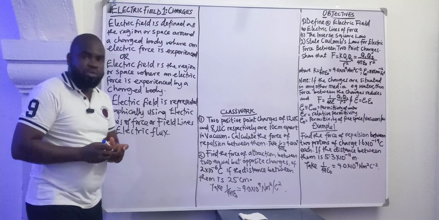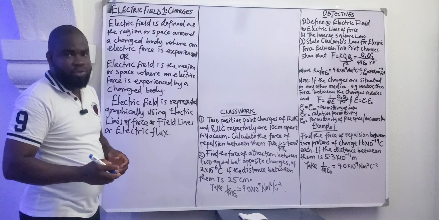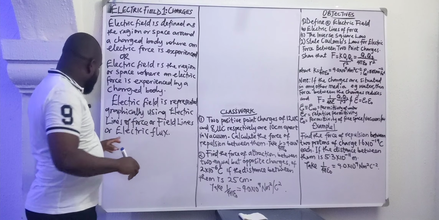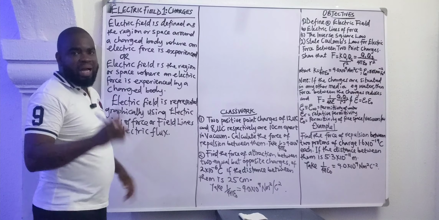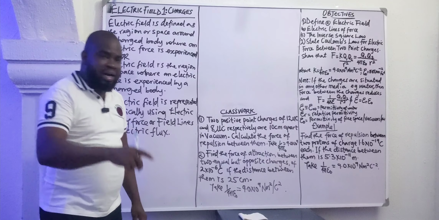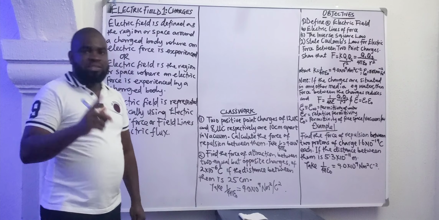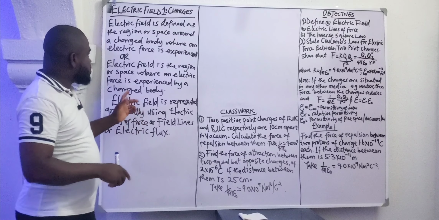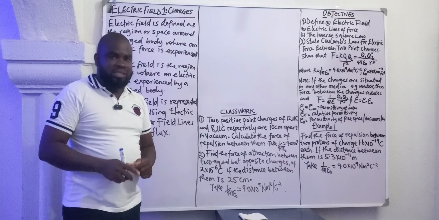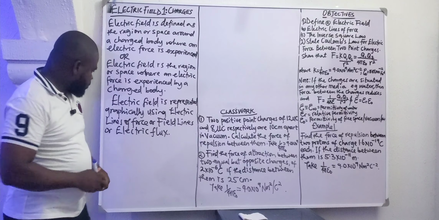Now, take note because you see it in some questions. Both electric field and electric flux are vector quantities. What does that mean? They both have magnitude and direction. So when discussing them, you must take into account the magnitude as well as the direction.